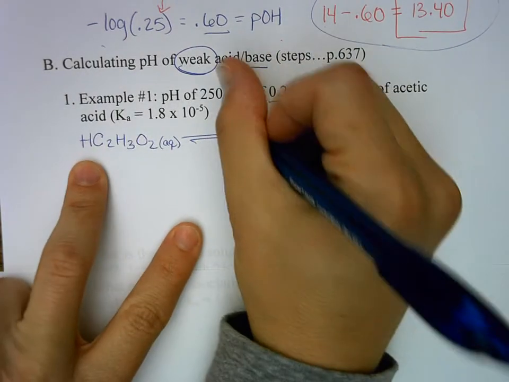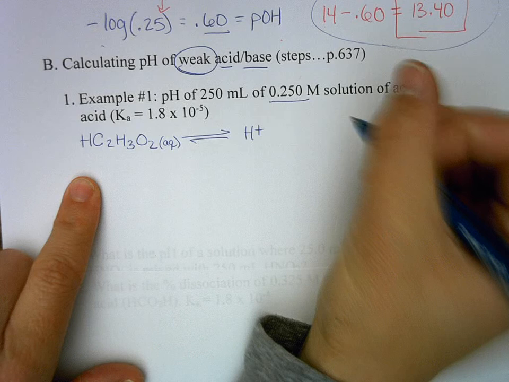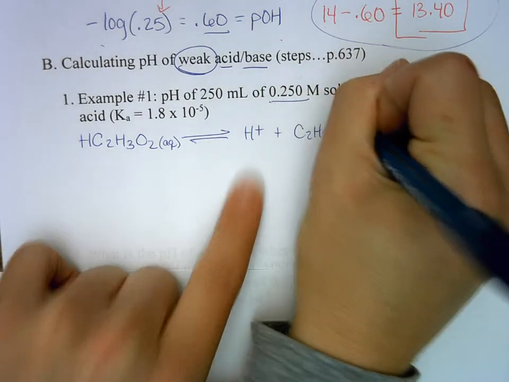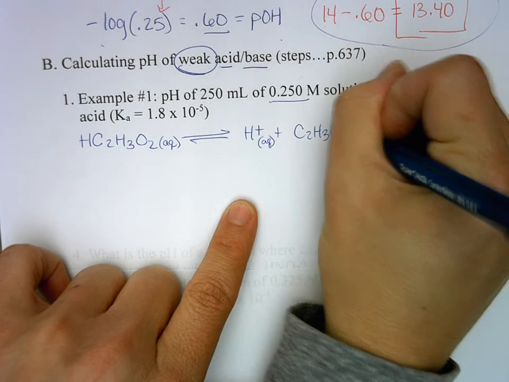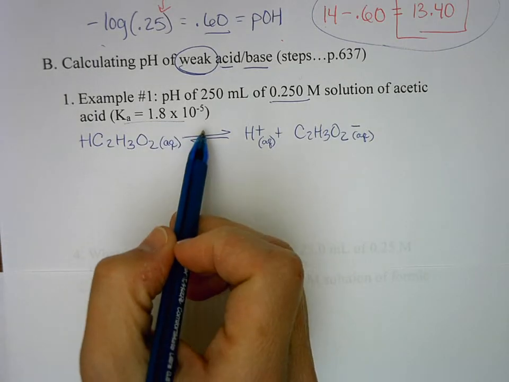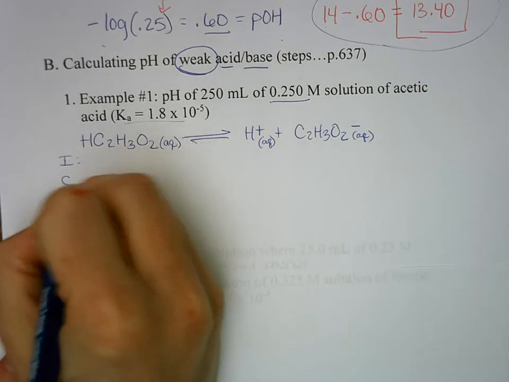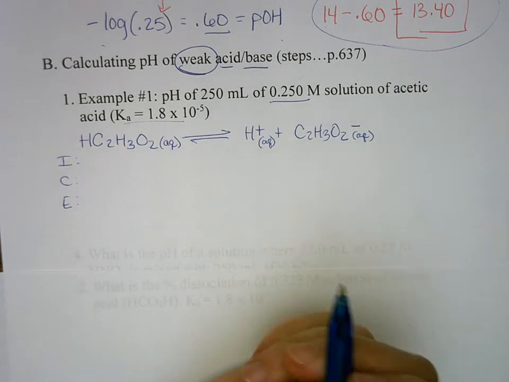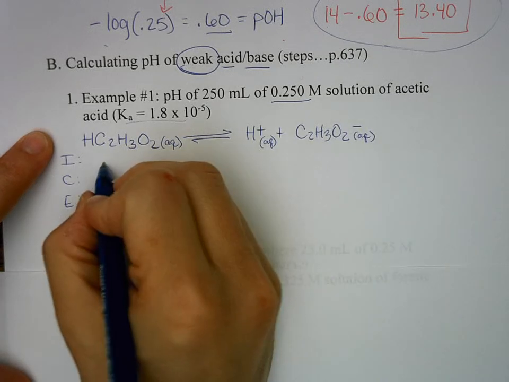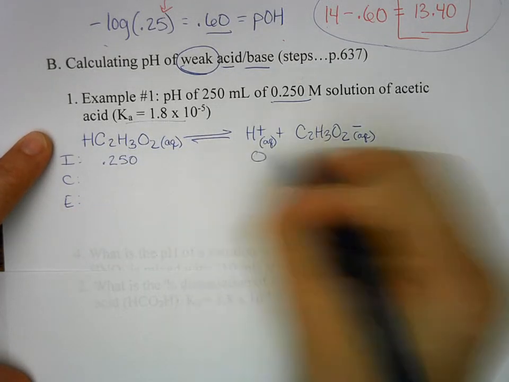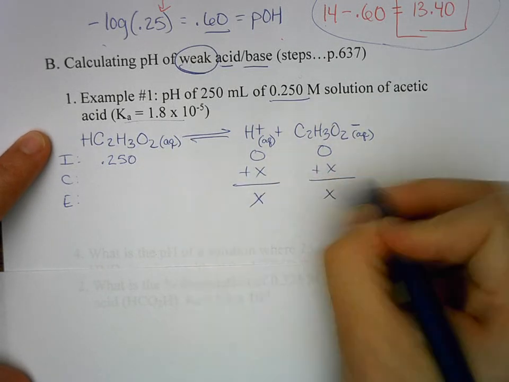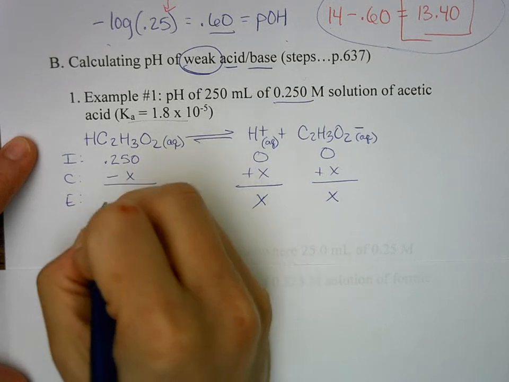And so it's going to break apart, only a tiny bit of it, into hydrogen ions and acetate ions. And these are all in solution. They give you the Ka value, which is the equilibrium constant for the dissociation of especially weak acids. So before the dissociation, the acetic acid concentration is 0.250 molar. And 0 and 0 over here, plus X and plus X. And over here I have minus X, and then I get 0.250 minus X.